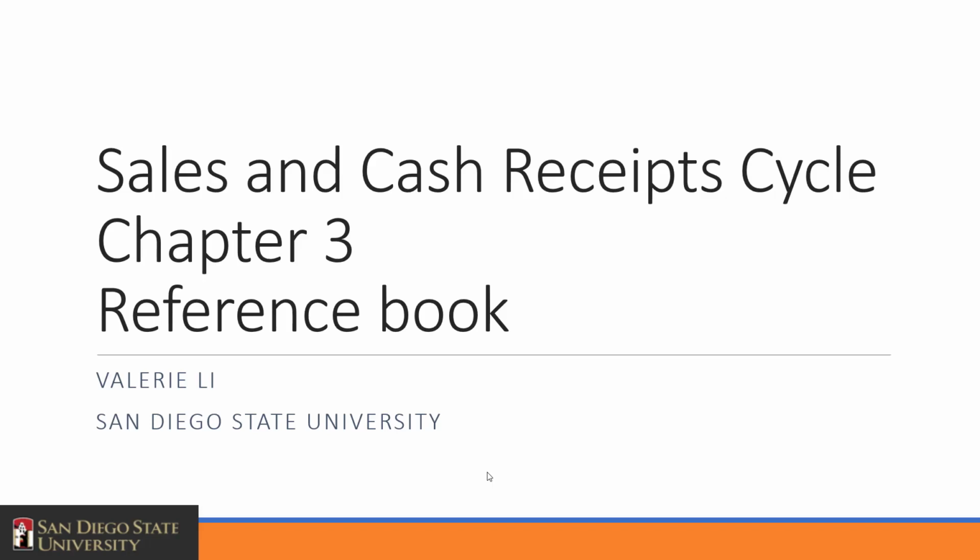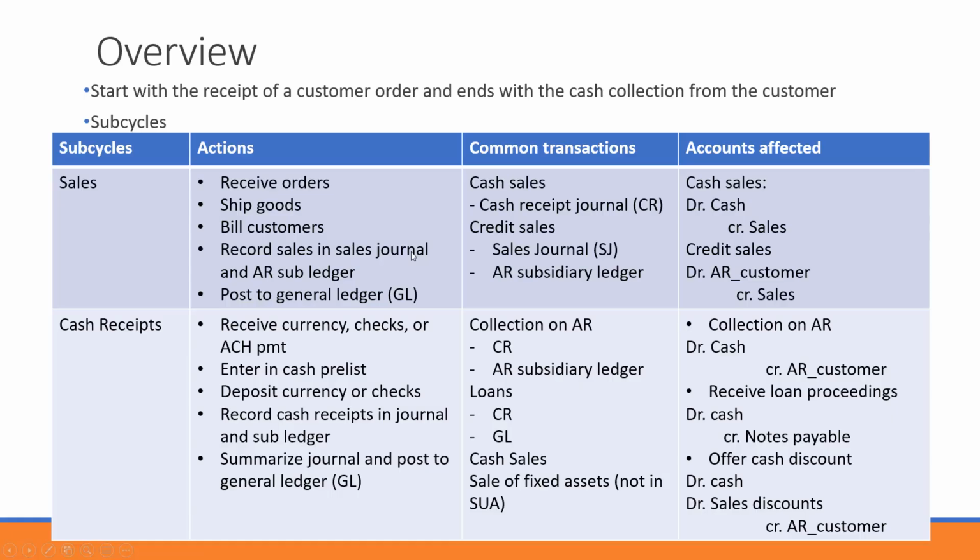Okay, so in this video, I will briefly talk about the sales and the cash receipt cycle, which is chapter 3 in your SUA reference book. Note that this cycle often is called revenue cycle as well. So the revenue cycle is a very common business process for a lot of businesses, and it starts with the receipt of a customer order and ends with the cash collection from the customer.